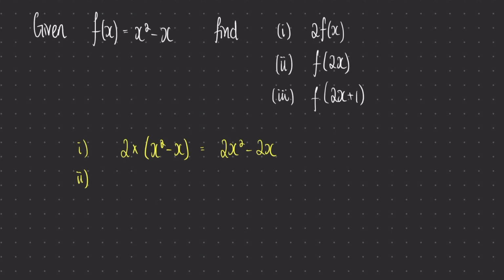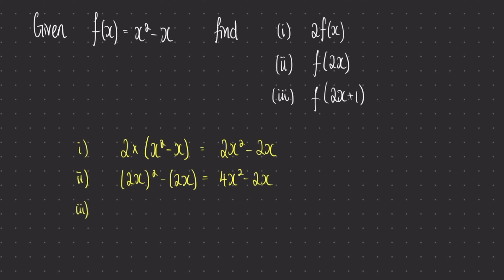For part 2, here, the 2 is multiplied inside the bracket. So I have to change what the input of my function is. It's no longer x, it's now 2x. Instead of x, I replace it with this bracket of 2x and get my final answer.